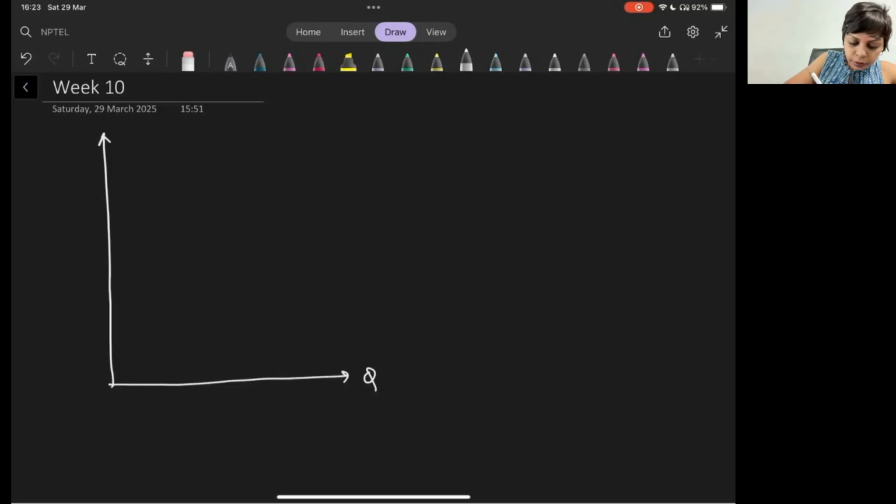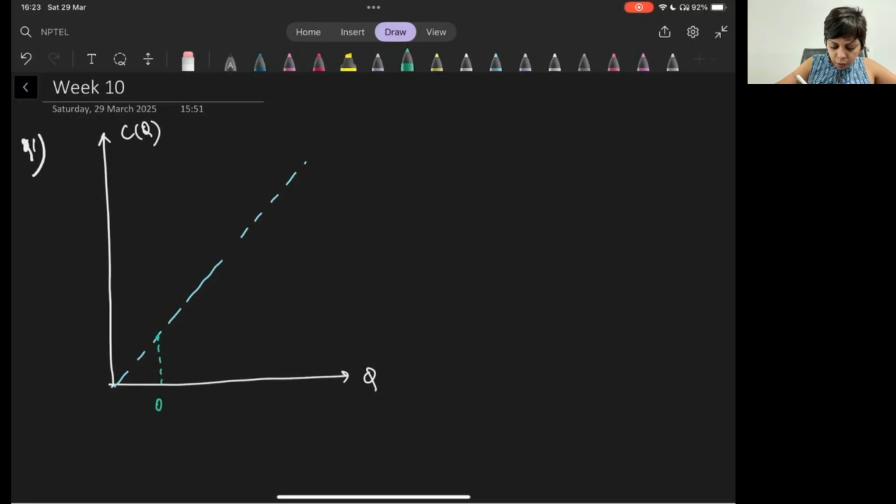So as usual, we take quantity on the x-axis and cost on the y-axis. Now, if I draw a 45-degree line here like this, then that means that if I increase quantity, say suppose this is Q1 and this is double of Q1, Q2 is equal to 2Q1, then costs have also doubled. Okay, so this is C1, this is C2, and this is 2C1. That's what a 45-degree line means, right?